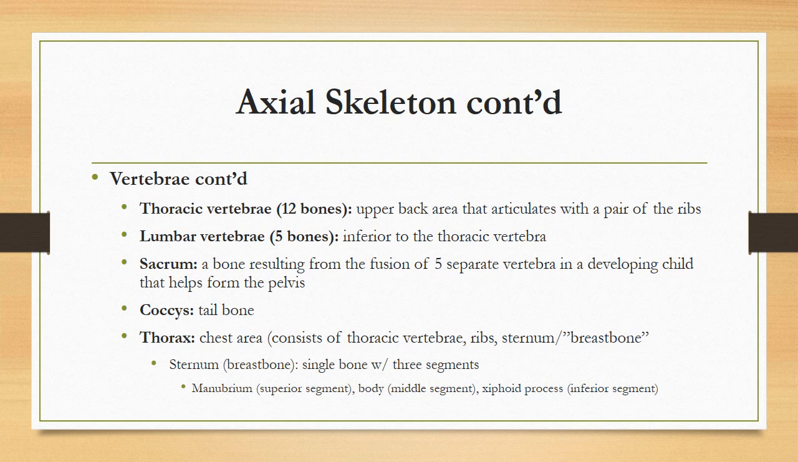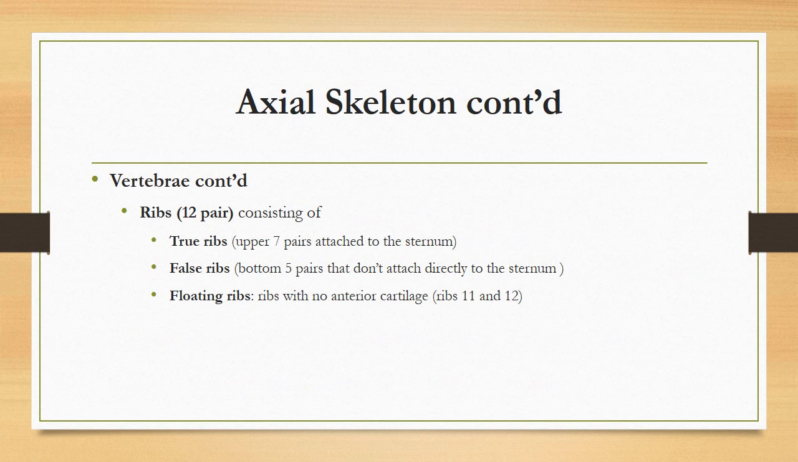Thorax is the chest area, and it consists of your ribs and your sternum, breastbone. Your sternum, of course, your breastbone, is a single bone with 3 segments: your manubrium, the superior segment; the body, the middle segment; and the xiphoid process, which is an inferior segment. Continuing, your ribs, there are 12 of them. It consists of true ribs, which are the upper 7 pairs attached to the sternum, breastbone. Your false ribs are the bottom 5 that don't attach to the sternum, and your floating ribs have no anterior cartilage. They are ribs 11 and 12.